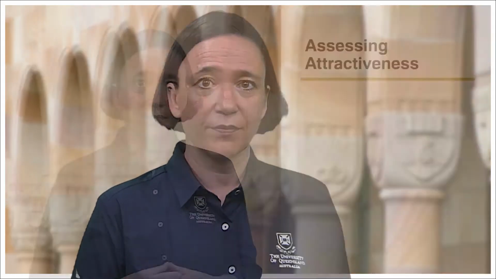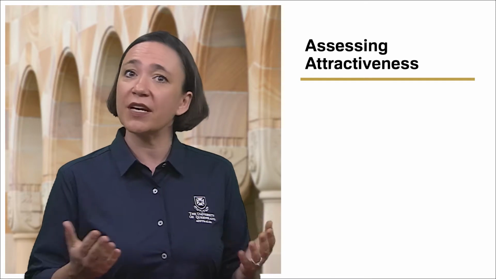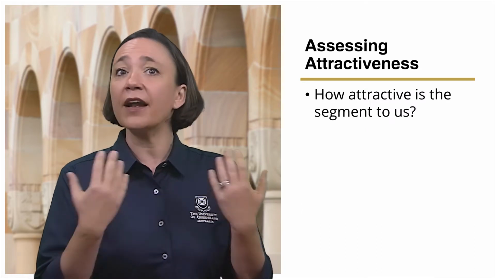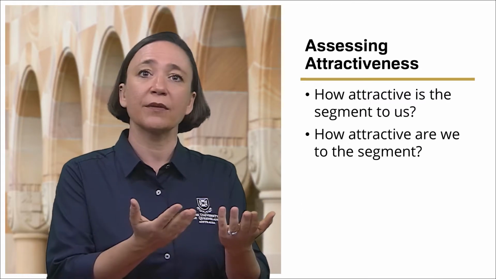Now we know that all remaining market segments are eligible to become target segments. But we cannot choose all of them. We only need to select one or a few highly attractive segments. To do this, we need to assess the comparative attractiveness of segments. To help with this important decision, we ask two basic questions. How attractive is the segment to us? And how attractive are we to the segment? We can visualize the answers to these two questions in a decision matrix.